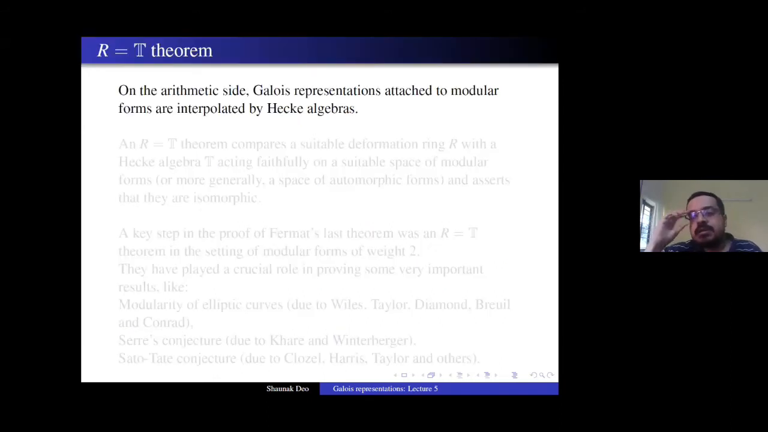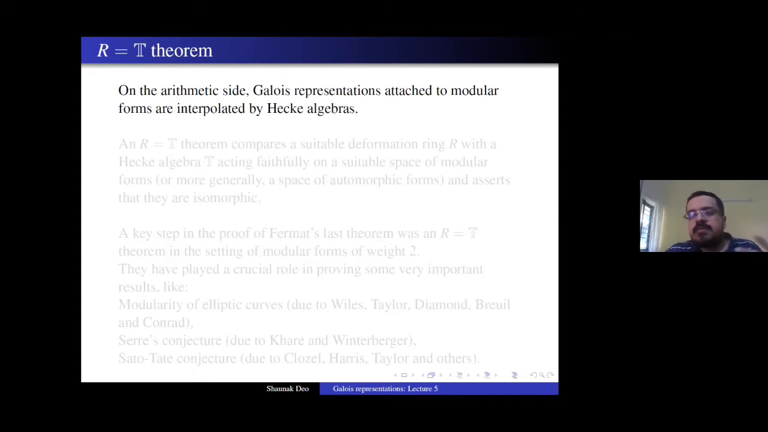So far, if you see, we were always on the algebraic side. We were always talking about deformation rings and various conditions on deformations and so on. But except the Galois group, there was no number theory as such involved. And we also developed most of the theory for a general profinite group. So we were really typically on the algebraic side. So if you want to go to arithmetic side, you need to involve some number theory somewhere.